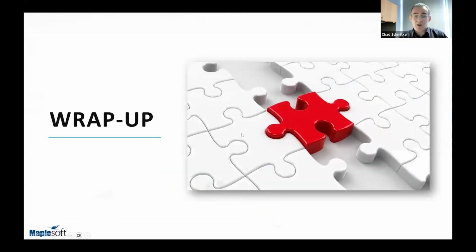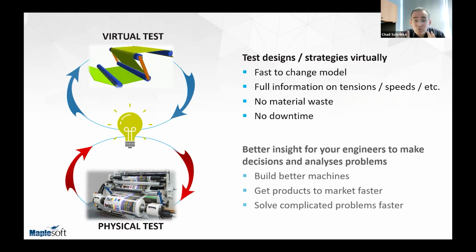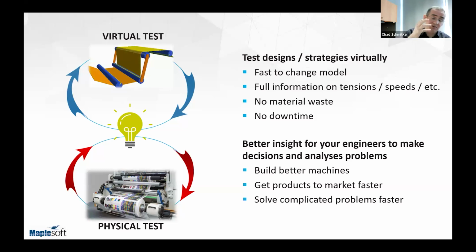Okay, so I've talked a lot. Quick wrap up. Why bother with simulation? Simulation allows you to do fast iterations. When you're trying to solve a problem, it allows you to quickly iterate without having to go through slower and more expensive testing on the physical system. And really the big goal here is to give your engineers insight into the problem, because if they have insight and can see the big picture, not only can they build better machines, but they can get those products out and solve problems faster.